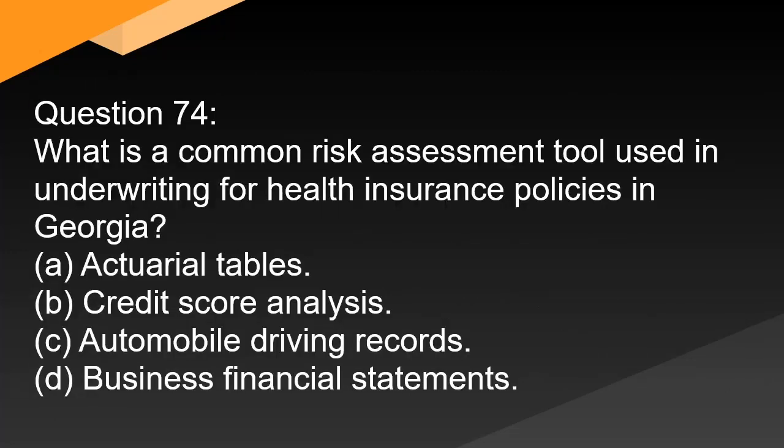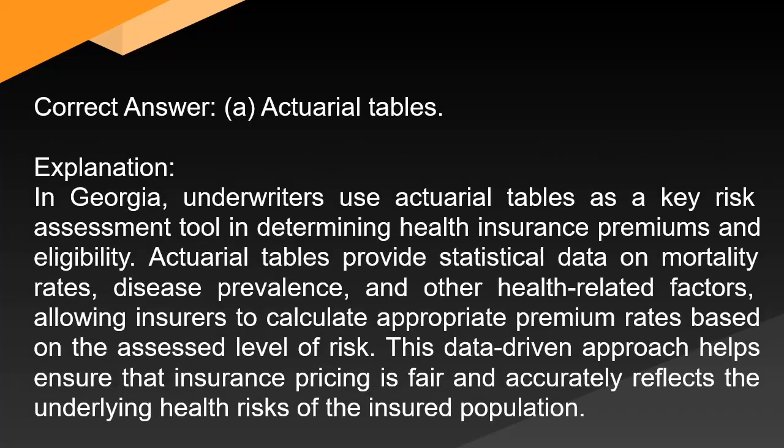Question 74. What is a common risk assessment tool used in underwriting for health insurance policies in Georgia? Correct answer: A. Actuarial tables. Explanation: in Georgia, underwriters use actuarial tables as a key risk assessment tool in determining health insurance premiums and eligibility.